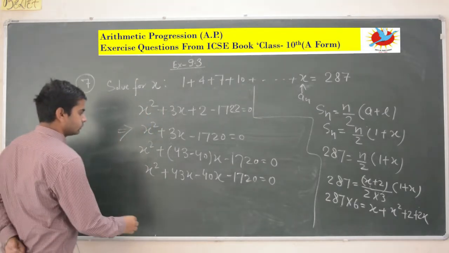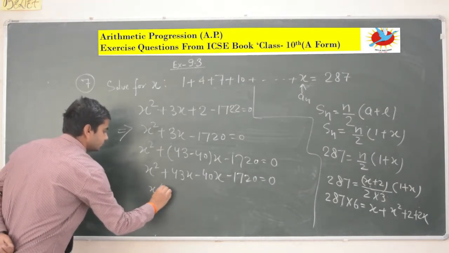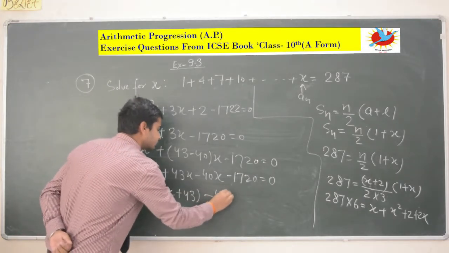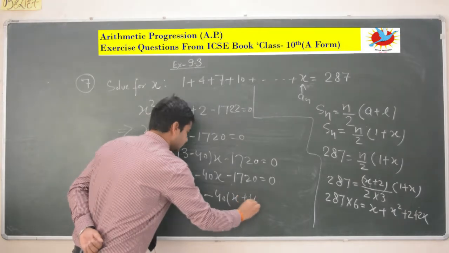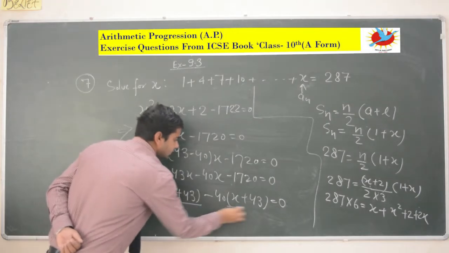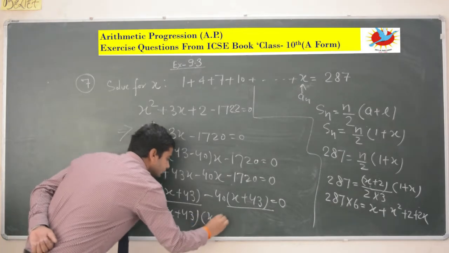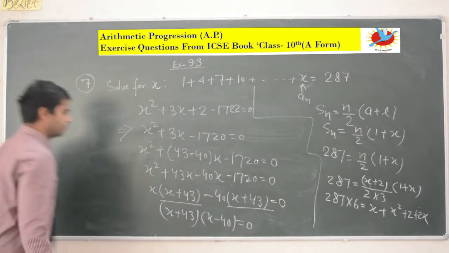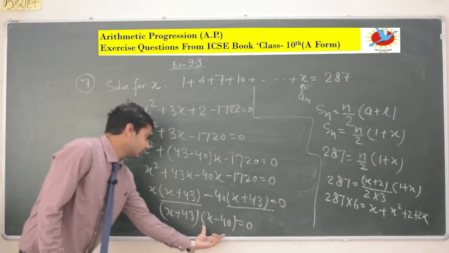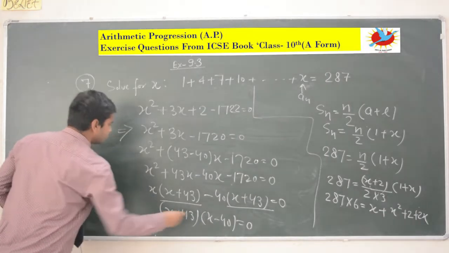Next we can take x as common. So here we will get x into x plus 43 minus 40 as common, and we will get x plus 43 equal to 0. So we can take x plus 43 as common: x plus 43 into x minus 40 equal to 0. Here we have the product of two numbers as 0. That means one number is 0 or both numbers are 0.